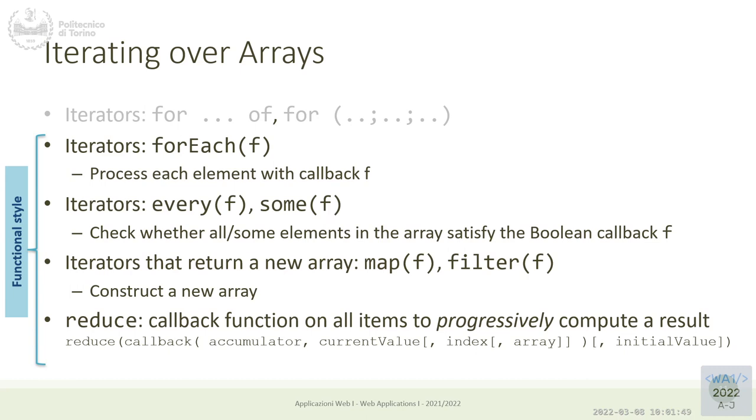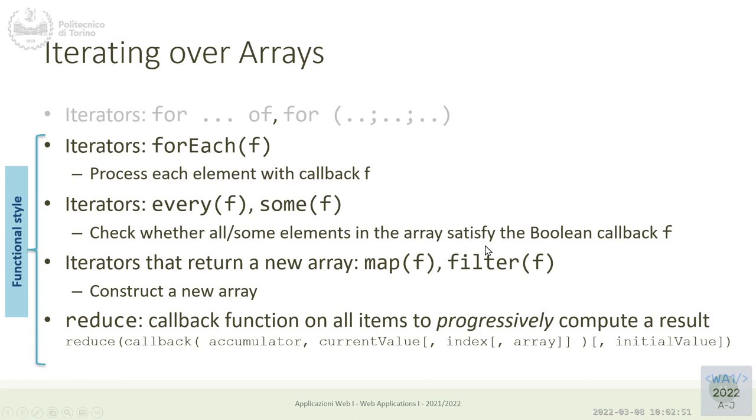So if you want to check whether all the scores are above 18, I don't need to do a loop with a flag. I just call every, and the callback function will compare a score with the threshold 18. If all the scores compare positively with a true value, then the every method returns true. If at least one score is not greater than 18, then every will return false. And the same for some, which checks that there exists at least one. For all and exists, these are the quantifiers in the form of callbacks. So we avoid doing the loops.